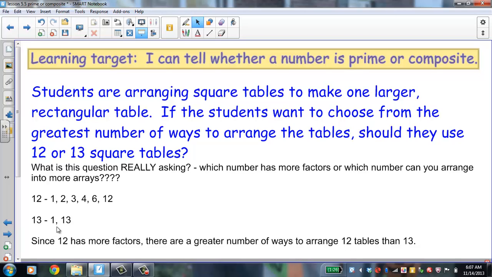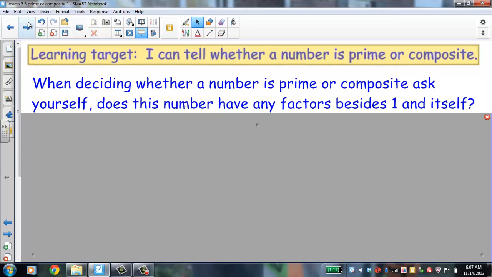So basically, if you had 13 tables, all you could do is make one big long row of 13 tables, because otherwise it wouldn't make a rectangle. Something would be out of whack. But if you had 12 tables, you could make a 1 by 12 row, or you could put them in rows of 2 and have 6 rows, or you could put them in 3 rows of 4. So you obviously have more options with the number 12. Now, the reason for this is we say that 12 is a composite number and 13 is a prime number. The only factors of 13 are 1 and itself, so that's what makes it prime.